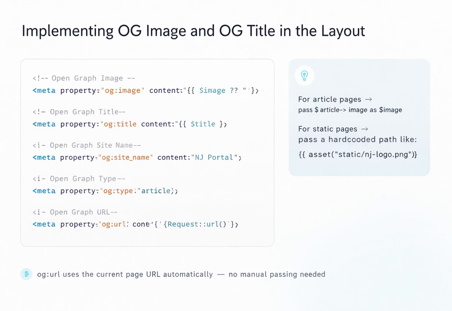Beyond image and title, you can also add og.sitename for your website's name, og.type to indicate the content type, like article, and og.url, which can automatically use the current page's URL without needing to pass anything manually. These tags together give social platforms everything they need to generate a rich preview card.